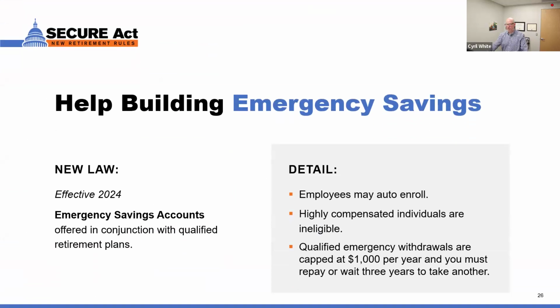In addition, they've added this emergency savings component to retirement qualified plans, employer-sponsored plans, which says that an employee who is undergoing some type of emergency, which is defined by the government and administered by the 401k administrator as to whether it's truly an emergency or not, can take out $1,000 in any given year. Highly compensated employees are not eligible for this, and they must repay the amount or wait 3 years to take another emergency amount. And they will not be charged the 10% penalty that you typically are if you're under 59 and a half and you're taking money out of your qualified retirement plan.